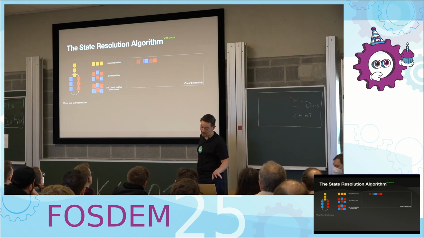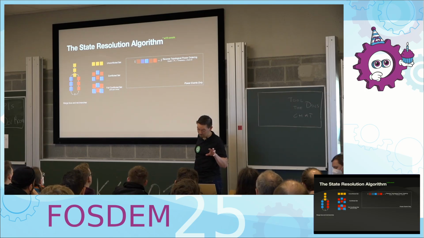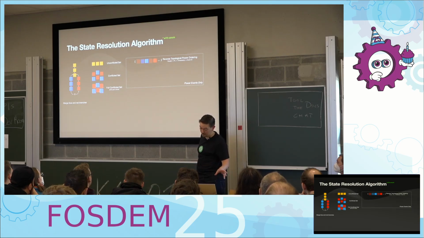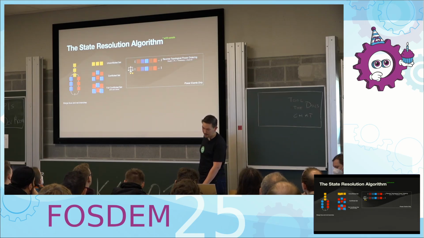We're going to split them based on the full conflicted set, and we're going to order them based on what the specification says, the reverse topological power ordering, which is a set of ordering rules which initially honors the causal relationships. Then when there is no causal relationship because it's concurrent, we prefer power levels and then tie break on timestamps and event IDs. Once we've done that, we apply iterative auth checks. We use the unconflicted set as the base state, and then go through each event in turn and see if the event passes iterative auth checks. If they don't pass, then we won't include them in the final set.